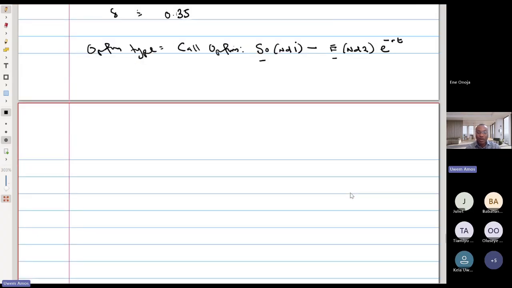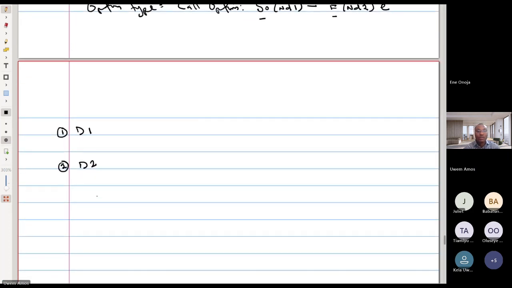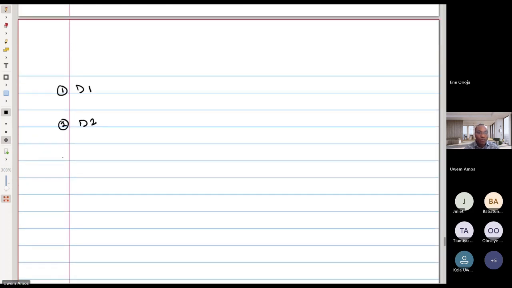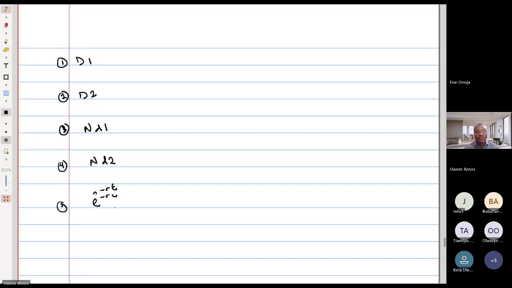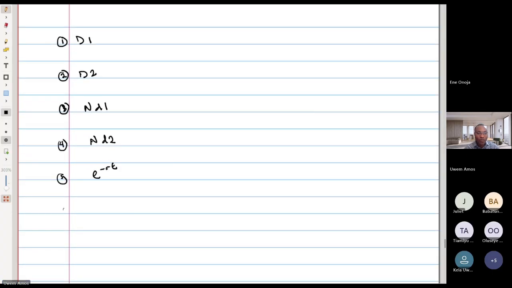So these are the steps we will take. One, we'll calculate our d1. Two, we'll calculate our d2. Three, we'll calculate our N(d1). Four, we'll calculate our N(d2). Five, we calculate our exponential constant. And then six, we put everything into the formula. So we'll put together all the calculations.